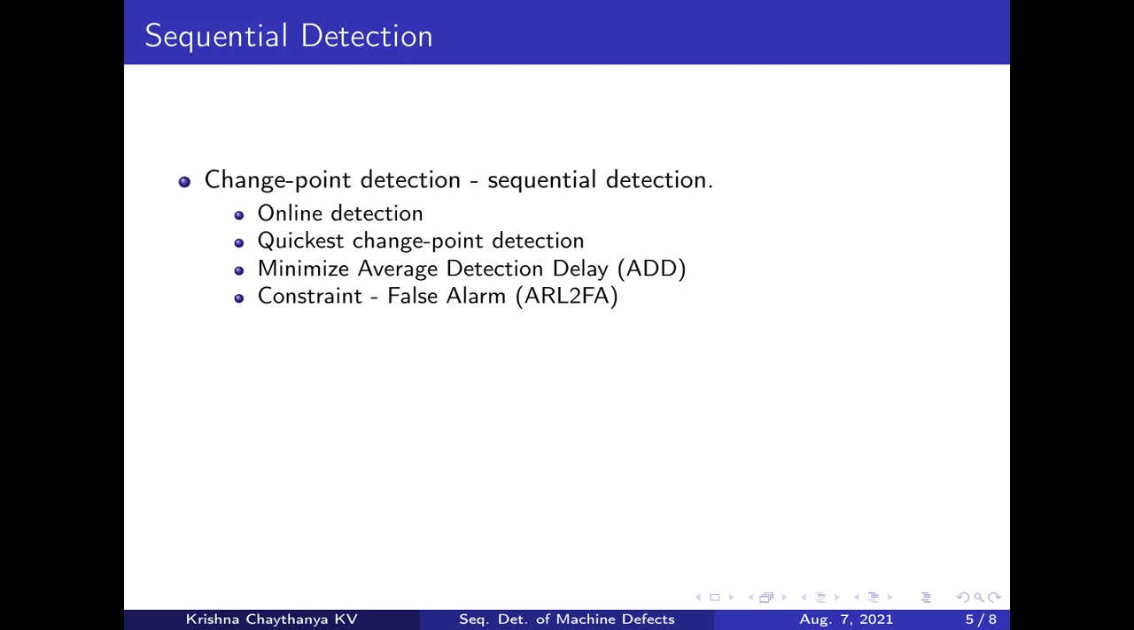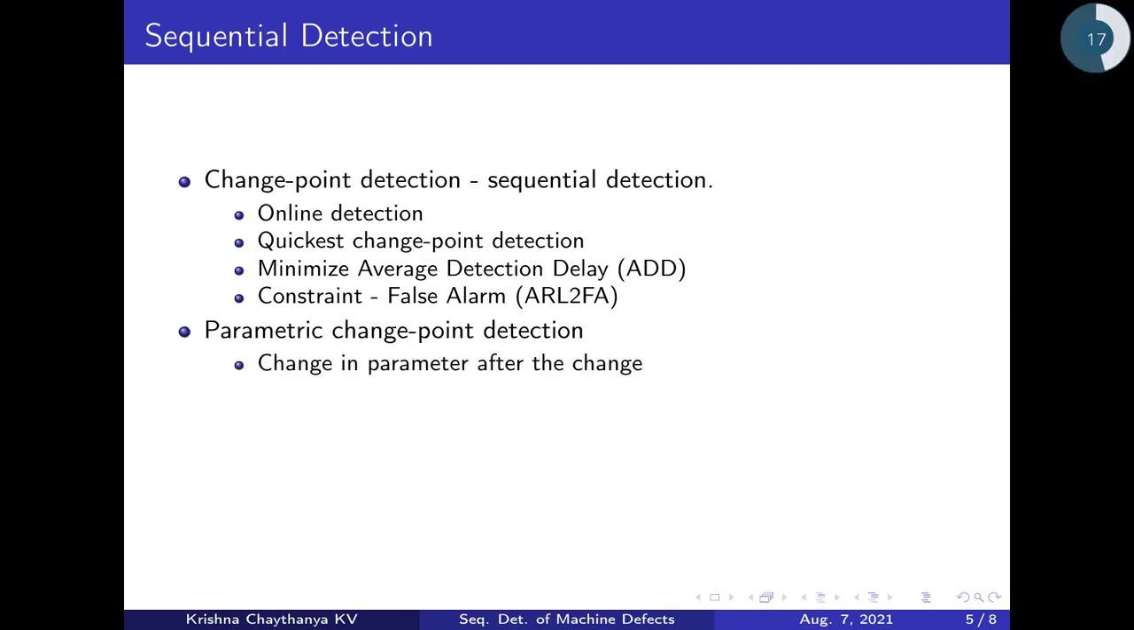The false alarm is measured by a parameter, ARL to false alarm. This is the average time at which the detector declares a change even when a change has actually not occurred. We want to keep this average run length to false alarm, ARL to FA, as large as possible to minimize false alarms. Since we focus on parametric distributions, we study parametric change point tests, which test for a change in the parameter, that is, from some parameter theta naught to some other parameter theta 1.